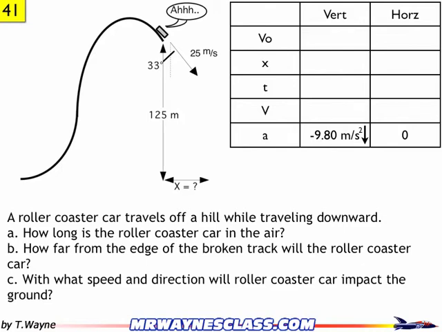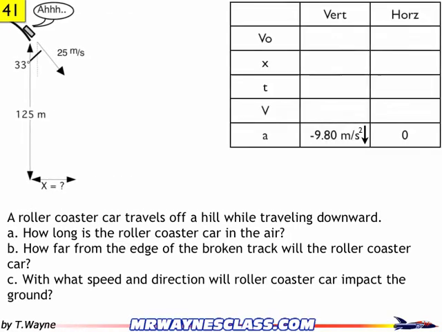This video is going to show you how to solve one of the review problems, number 41 on the worksheet. A roller coaster car travels off a hill while traveling downward. How long is the roller coaster car in the air? How far from the edge of the broken track will the roller coaster car land? And with what speed and direction will the roller coaster car impact the ground?